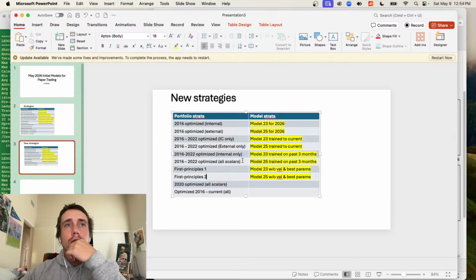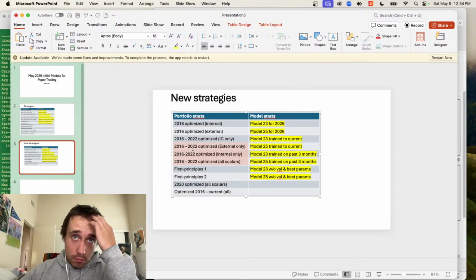Two different first principles models. (2016 to 2022).